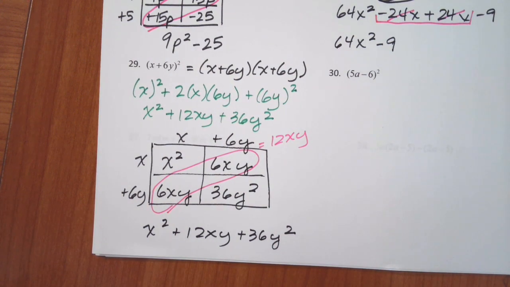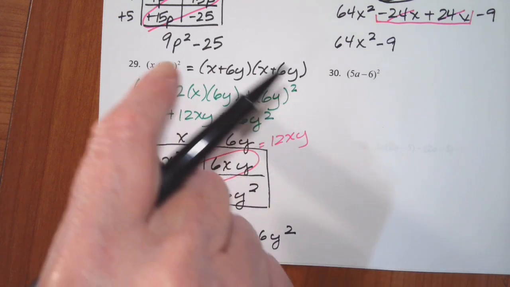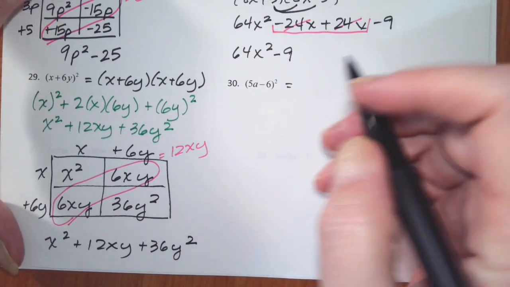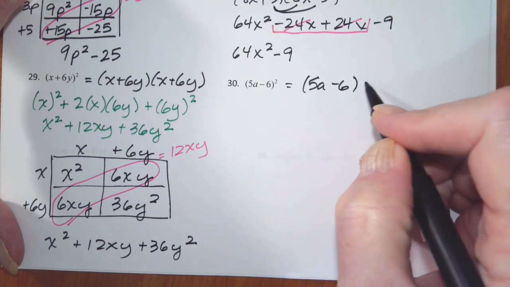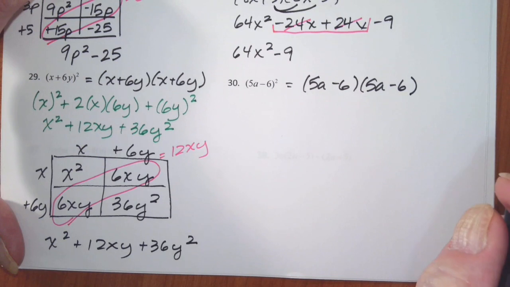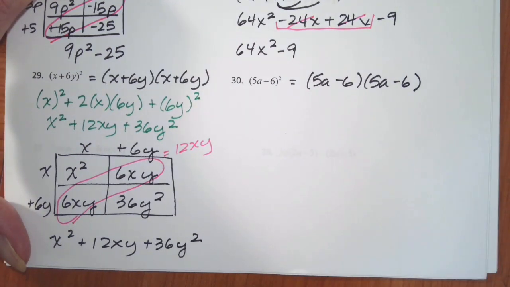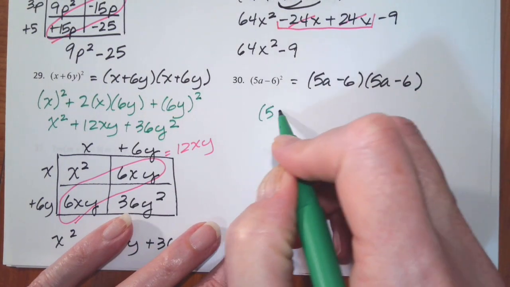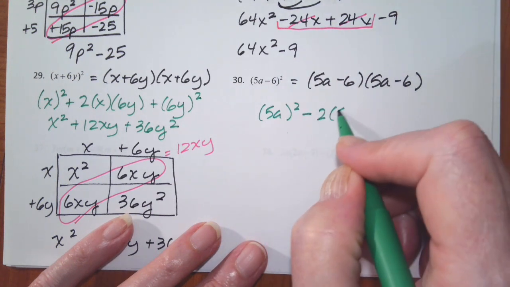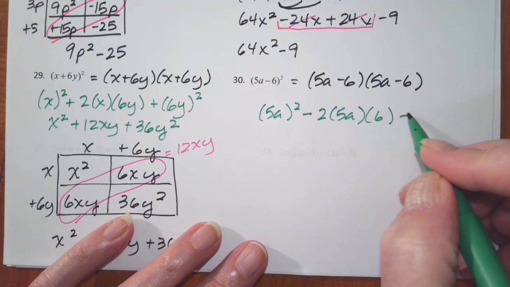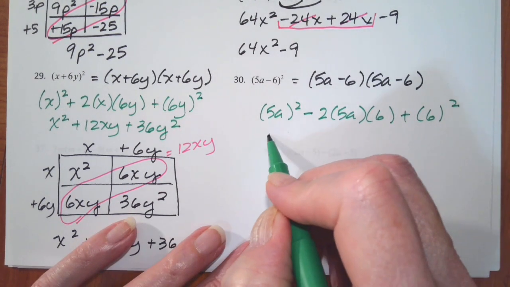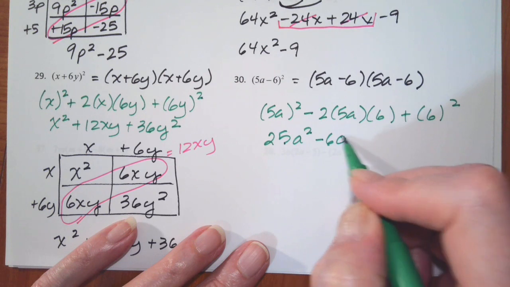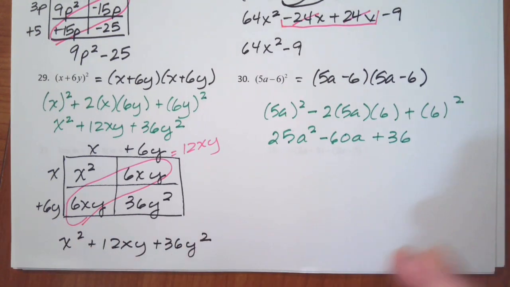Now we talked about this before. The main reason that you want to maybe learn the pattern is to go from here to here. Okay, if I have 5a minus 6 squared, remember that is 5a minus 6 times 5a minus 6. Using the pattern, I'm just going to do the pattern on this one more than anything to save a little time. So this becomes 5a to the second minus 2 times 5a times 6 plus 6 squared, which gives me 25a squared minus 60a plus 36.